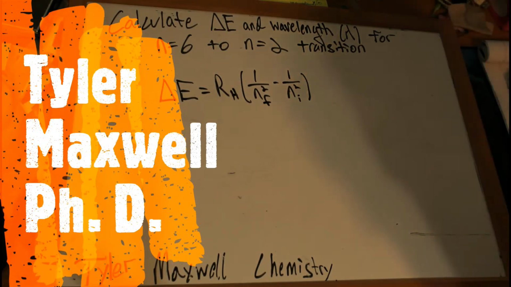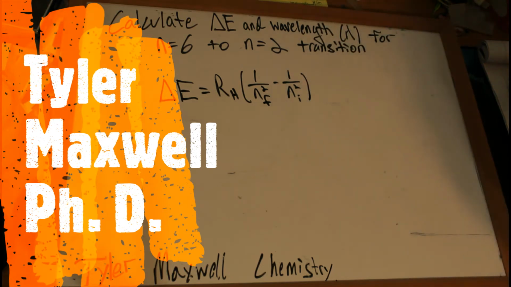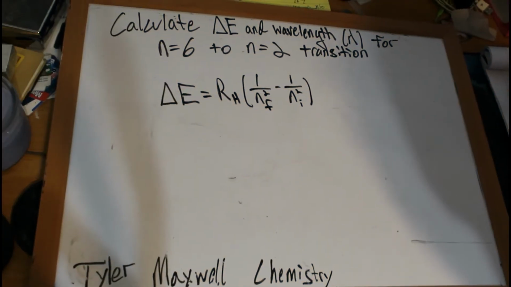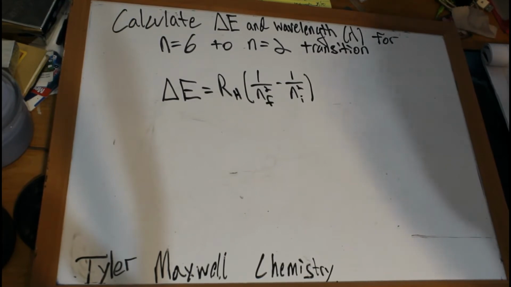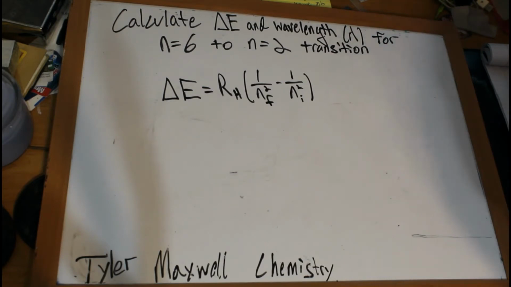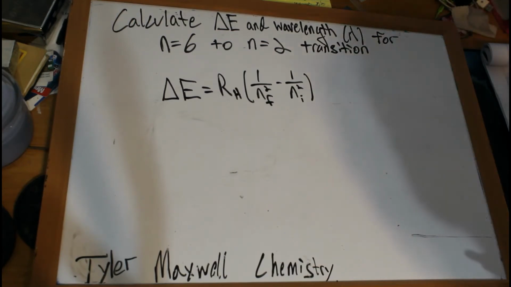Hey, welcome back everyone. Today we're doing more Chapter 7 problems focusing on light. And in this problem here, we're looking at the light that's emitted when electrons change energy levels.